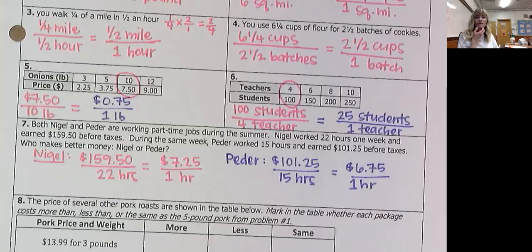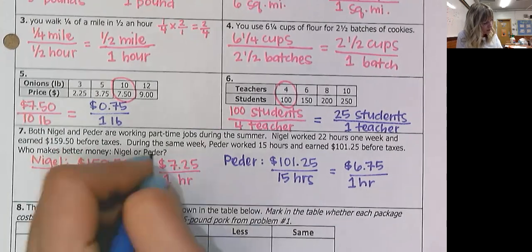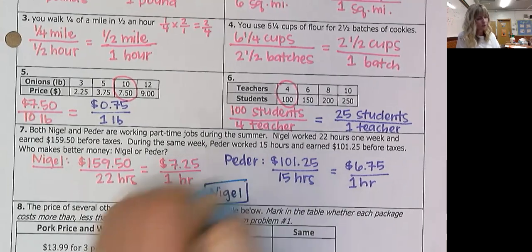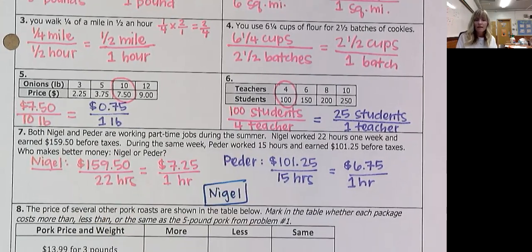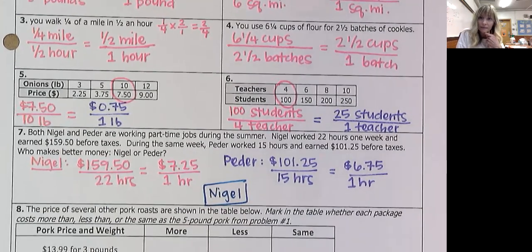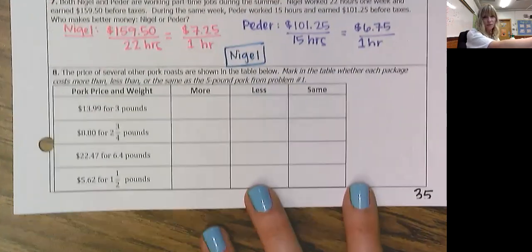1 hour. So if Nigel earns $7.25 per hour and Peter earns $6.75 per hour, who makes better money? Nigel. He earns more per hour, so he is making better money. These comparisons are so much easier if you do a unit rate. And that's what you're going to practice. You're actually going to practice which one is a better deal, like your grocery shopping. That's what your Canvas quiz is all about.